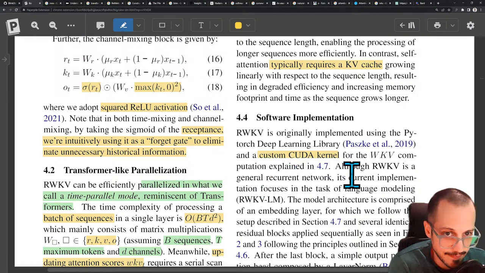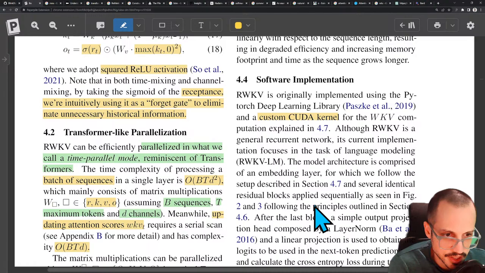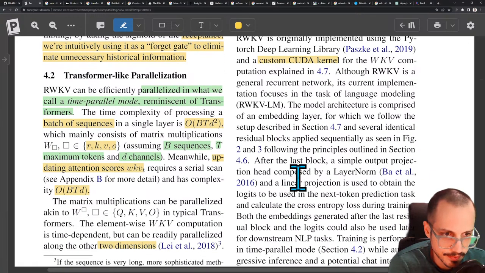Although RWKV is a general recurrent network, its current implementation focuses on the task of language modeling. The model architecture is comprised of an embedding layer, for which we follow the setup described in section 4.7, and several identical residual blocks applied sequentially. After the last block, a simple output projection head composed by a layer norm and a linear projection is used to obtain the logits to be used in the next token prediction task. Okay. And calculate the cross-entropy loss during training. So cross-entropy loss is used for logits, which represent a probability distribution over a set of tokens.